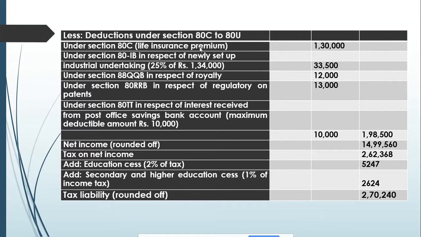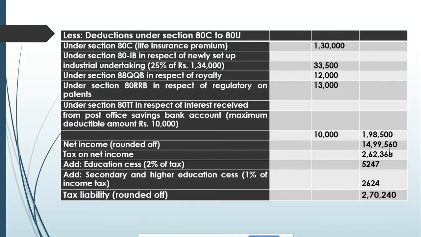Under section 80C, the life insurance premium is 1,30,000. Under section 80IB, in respect of newly set up industrial undertaking, provided we are assuming that he has satisfied all the conditions, 33,500. Under section 80QQB, in respect of royalty, 12,000. Under section 80RRB, in respect of royalty on patents, 13,000. Under section 80TT, interest received from post office savings bank account is eligible for 10,000. So total deduction under section 80C to 80U is 1,98,500.